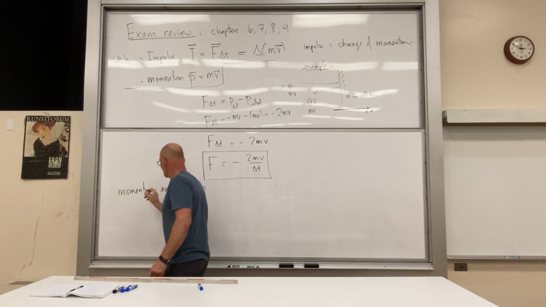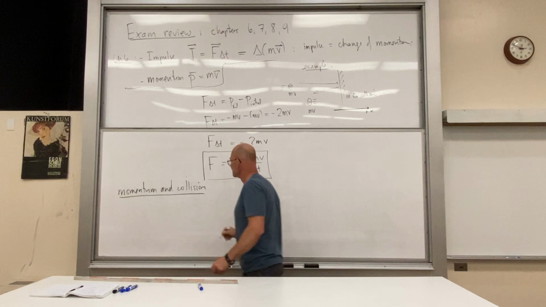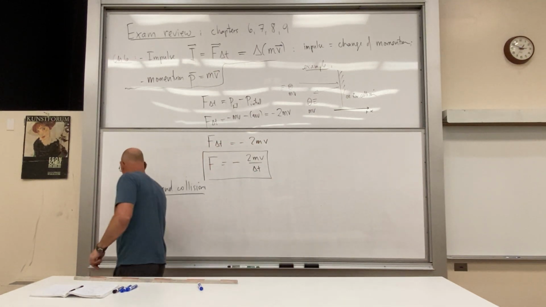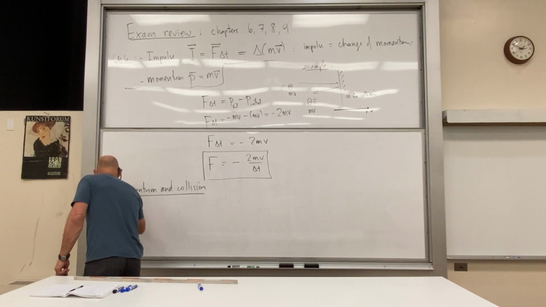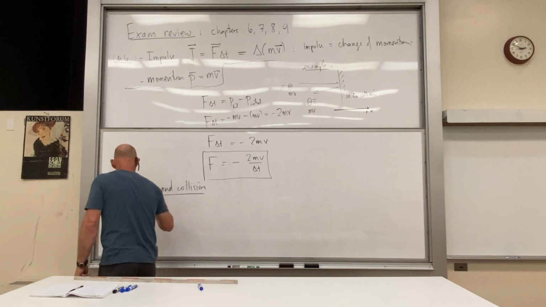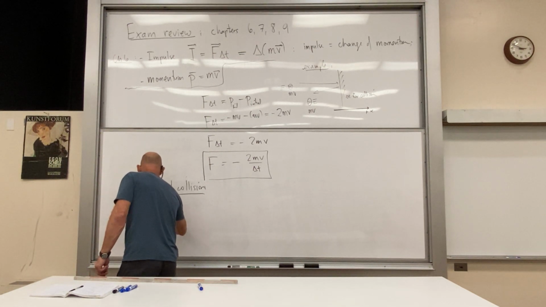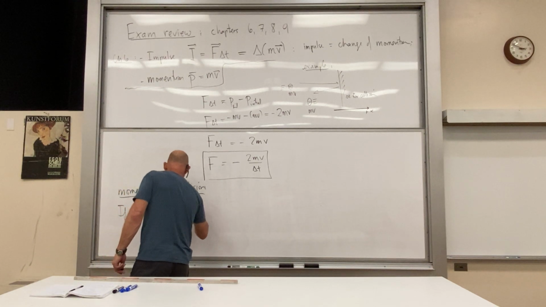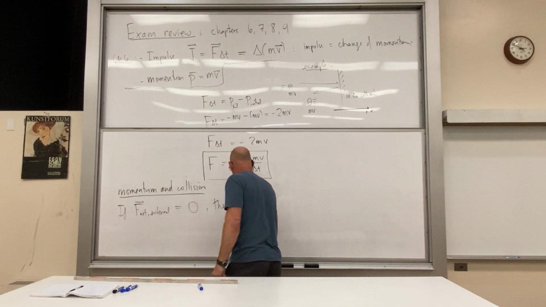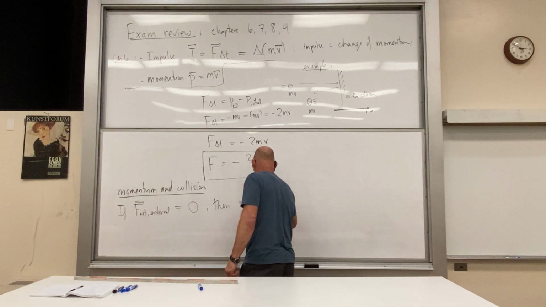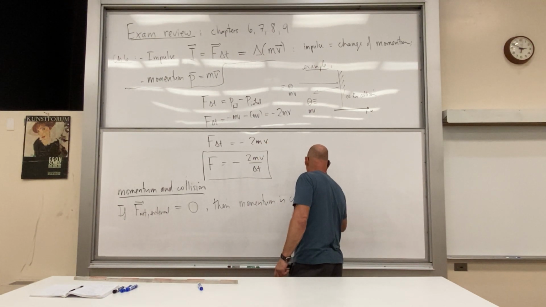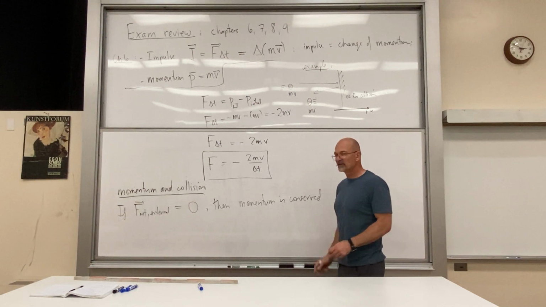This is our next aspect here. To talk about momentum and collisions, we have to learn about conservation of momentum. If F net, external, equals 0, then momentum is conserved. I'm talking about a collision between two objects. Net external force is 0, momentum is conserved.